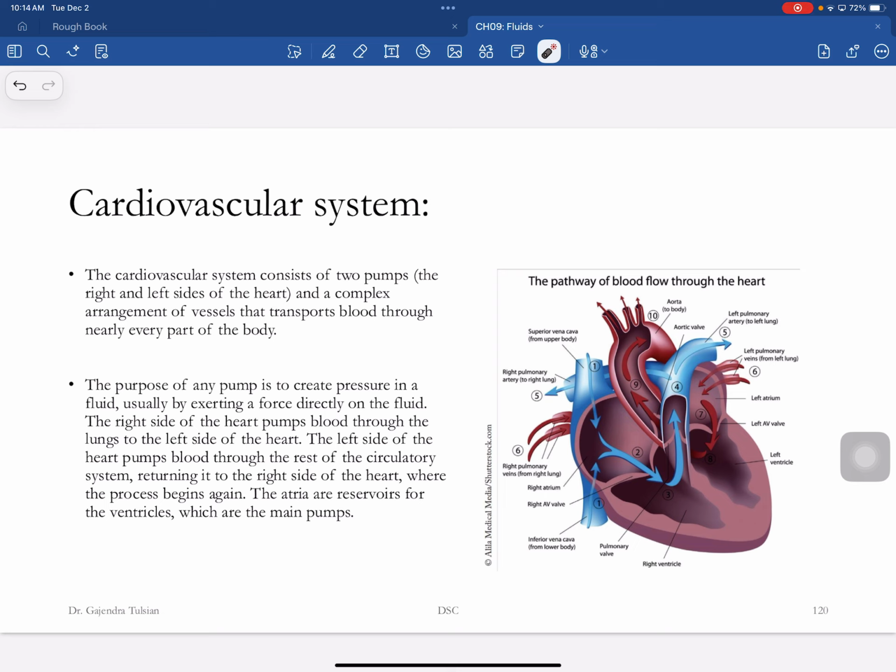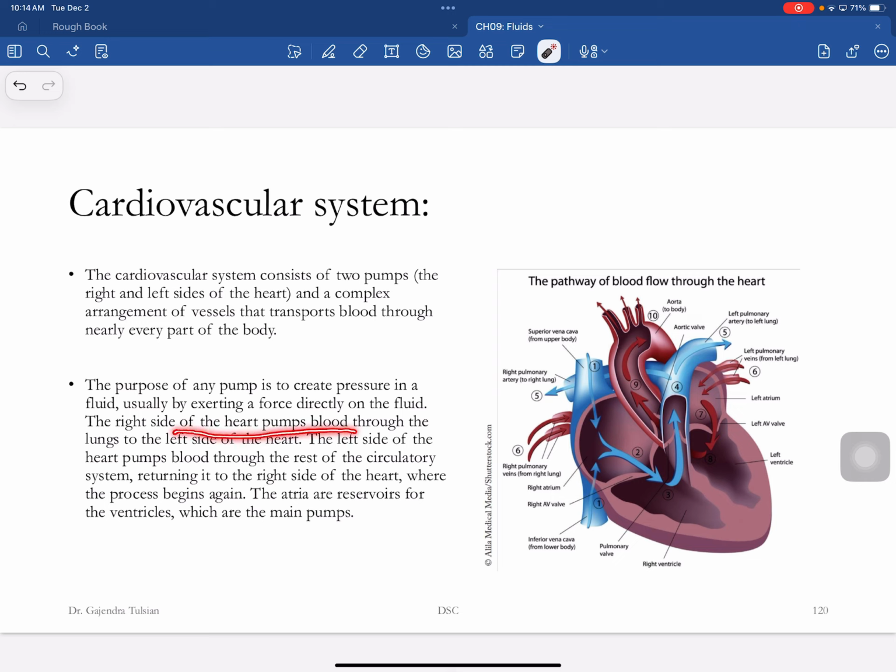It consists of two pumps and a complex arrangement of vessels that transport blood through nearly every part of the body. The purpose of a pump is to create pressure in the fluid. When you compress, you're creating pressure. And what is the pressure? That's the pressure of the fluid when it's coming out of the aorta, 120 millimeters of mercury.